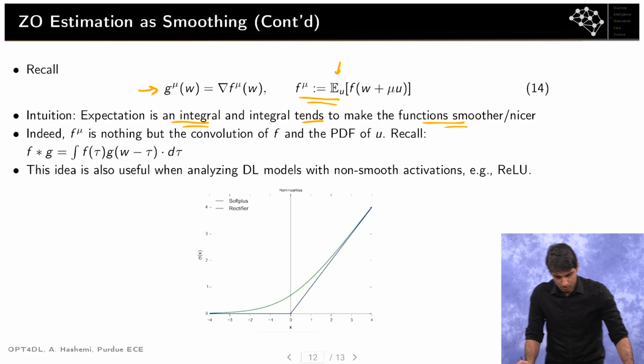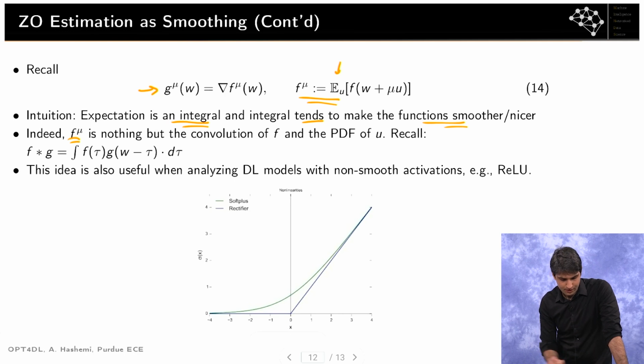Because if I give you a function, the derivative may not exist, right? But many times the integral, especially for instance for a scalar function, does exist, and tends to be nicer than the original function.